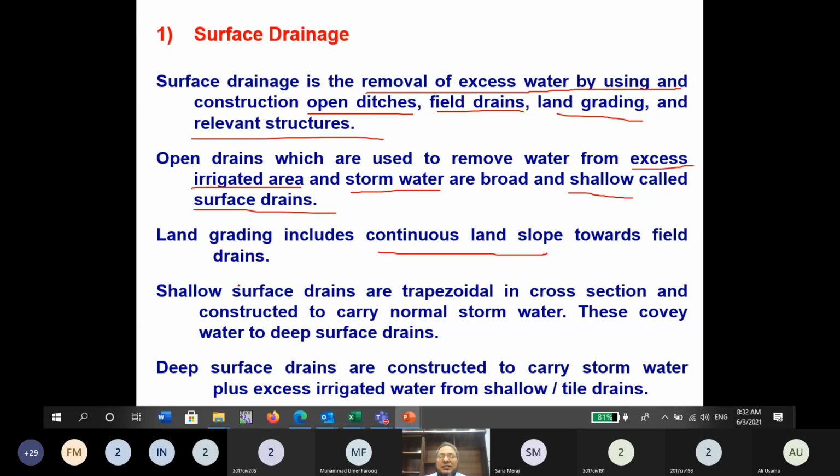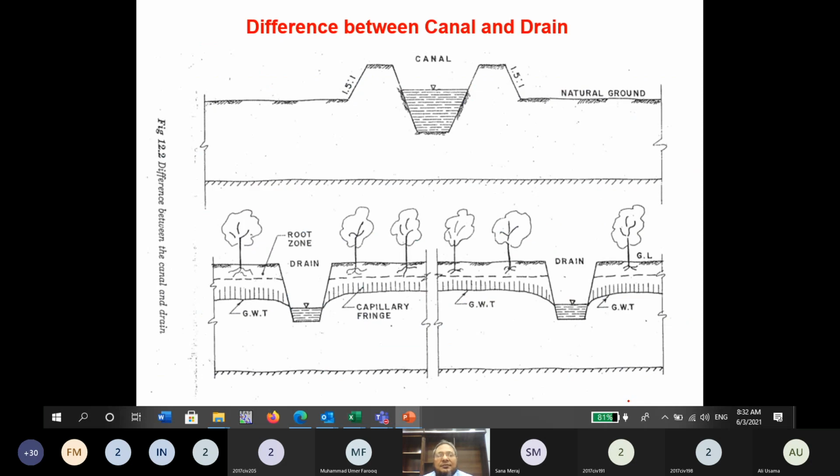Shallow surface drains are trapezoidal in shape. They have a trapezoidal cross section and are constructed to carry normal storm water; these convey water to deep surface drains. So there are shallow drains and deep drains, and both have a trapezoidal cross section. Deep surface drains are constructed to carry storm water plus excess irrigation water from shallow drains or tile drains, meaning the subsurface drains. Okay, so here there is a cross section of a canal and of the drains.